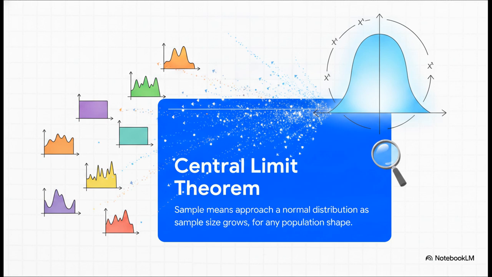And here is the absolute kicker. This happens regardless of what the original population looks like. I really want you to let that sink in. The original data can be completely lopsided, flat, bimodal, or just a chaotic mess of random spikes. But if you take enough samples and average them out, those averages will magically form a perfect symmetrical bell curve. It absolutely blows my mind every time.